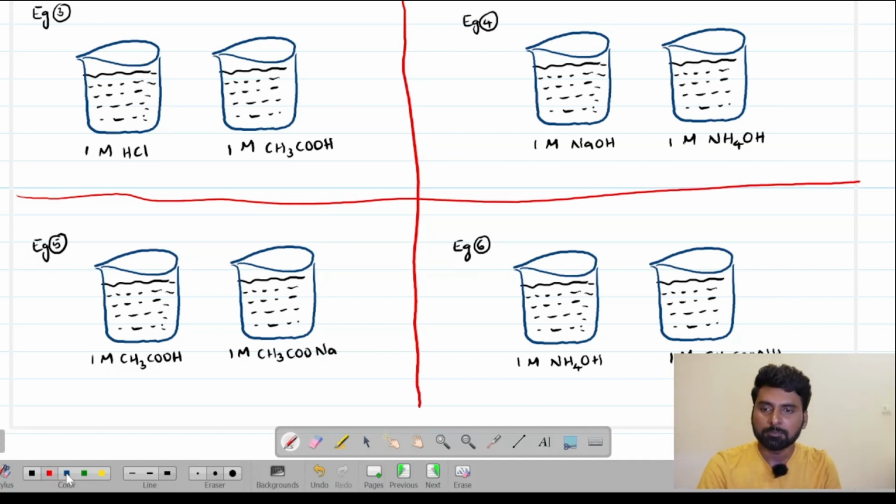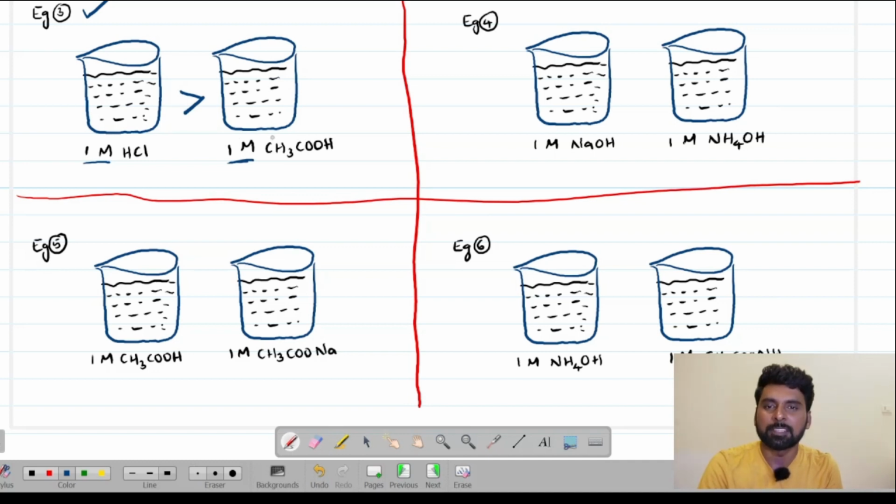Okay, in these 4 examples, let's see example number 3 here. In this example, both the first and second beakers contain acids of the same concentration, 1M, 1M. But out of these 2 beakers, which beaker shows more conductance? Obviously, the first beaker has greater conductance than the second beaker.